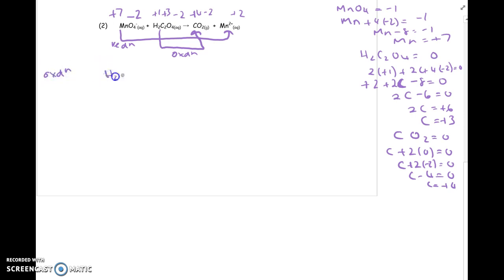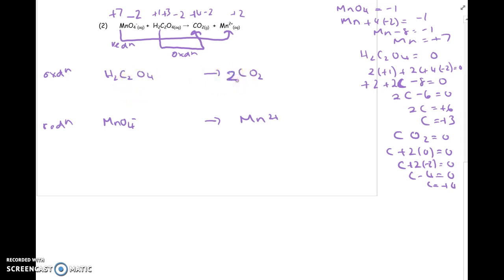Our oxidation half equation: H2C2O4 goes to CO2. Our reduction half equation: permanganate goes to manganese 2 plus. So now we balance for atoms other than oxygen and hydrogen. We've got 2 carbons here, but we've only got 1 here, so we put a 2 in front.